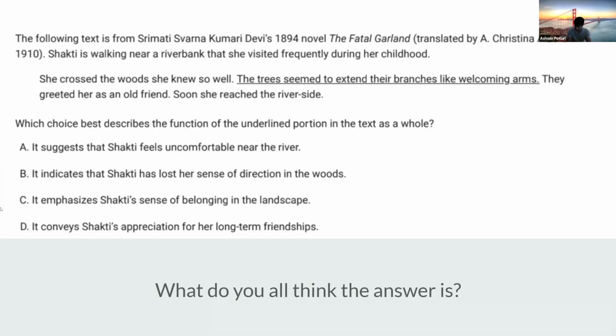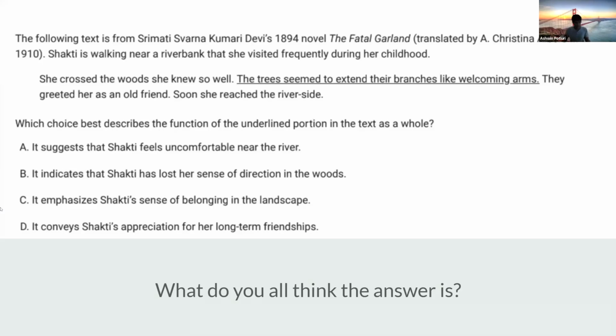But C, if we look at C now, it emphasizes Shakti's sense of belonging in the landscape, which makes perfect sense. She crossed the woods she knew so well. The trees seemed to extend their branches. They greeted her as an old friend. So she knows the woods very well, and the woods are a landscape. That's another thing, that the trees aren't actually people. You can't really have a friendship with the trees. So that's where D doesn't really make sense. But C does, because obviously it's a landscape, and they're very welcoming and she belongs there. She feels like she does because the trees seem to welcome her into the landscape.